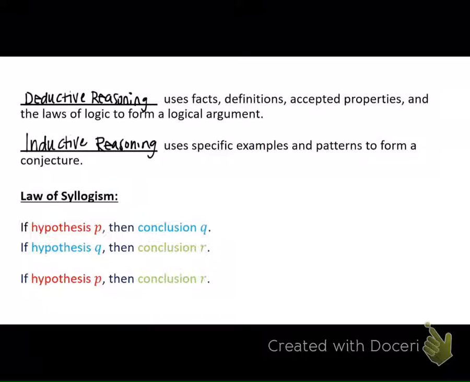All right. So here's how the law of syllogisms works. If hypothesis P, then conclusion Q. So that would be like, if Ben plays basketball, then he is tall. If you are tall, then you can reach the top shelf. So if these two things, the conclusion Q and hypothesis Q, are the same, so being tall, then you can connect the hypothesis of the first and the conclusion of the second. So if these two are the same, then you can connect the hypothesis of the first and the conclusion of the second to form a conclusion.